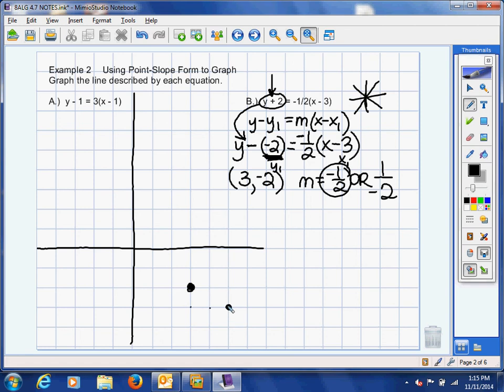You can do it again. Down 1, right 2. Mark it. Okay? You don't have to just use that one. You could use the other one. If you're a little low on your graph like I am, and you want to actually come up into it, what you could do is use the alternative form, 1 over negative 2. And so get your pencil tip back on 3, negative 2, and this time go up 1, back to the left 2, mark it. Up 1, left 2, mark it.